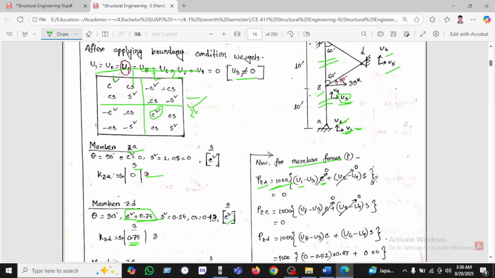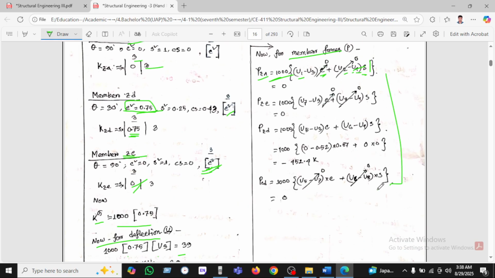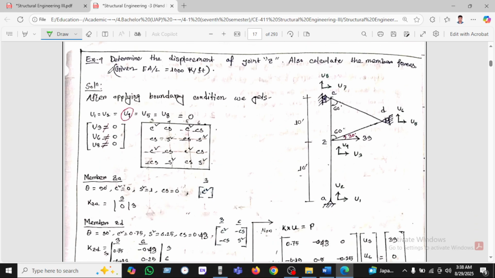C means cos and S means sin. C will be cos for the horizontal, and the vertical, which is U2 and U4, will be sin. U2 minus U4 will be sin theta, and in this case all the member forces will be calculated. Now, another example: determine the displacement of joint Z.